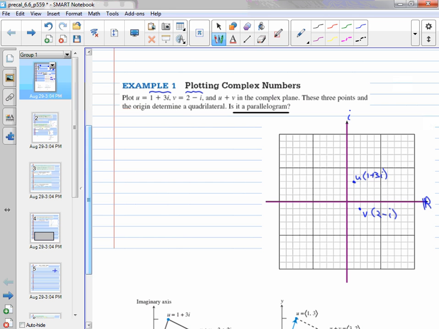Then it says, after we plot them, do U plus V. Well, let's take 1 plus 3i. Let's add to it 2 minus i. And I get the real part of 3, the imaginary part of 2i, 3 plus 2i. 1, 2, 3, 1, 2. Right there's the location of 3 plus 2i, which is the sum of U plus V. It says these 3 points and the origin determine a quadrilateral.